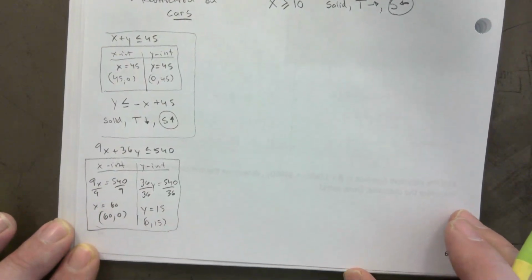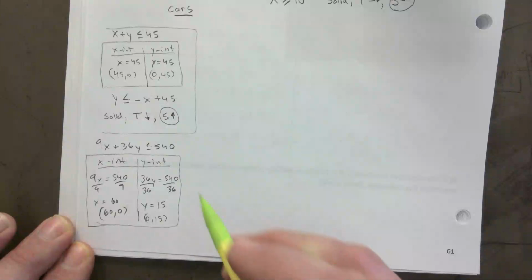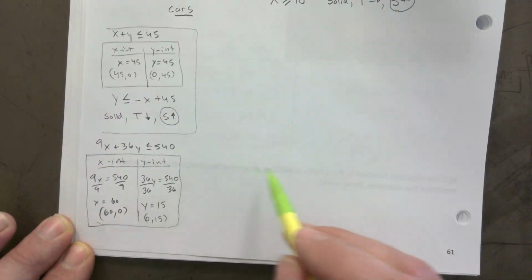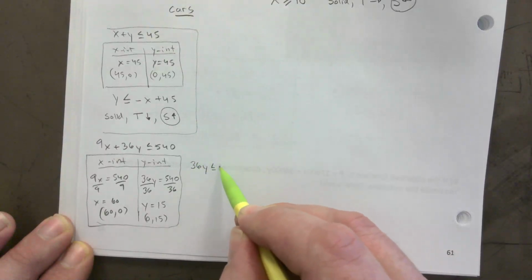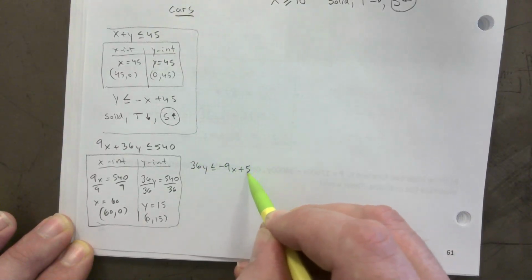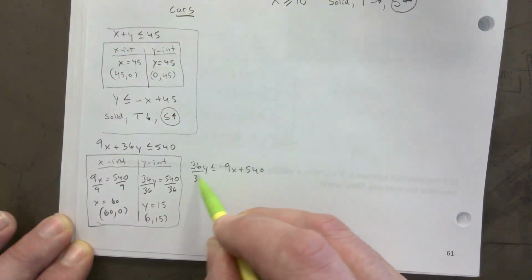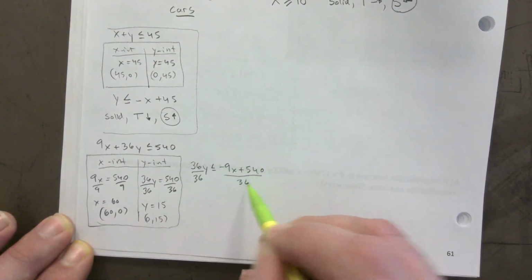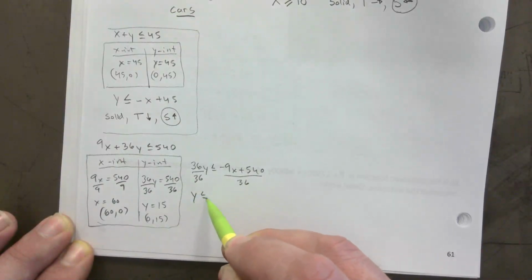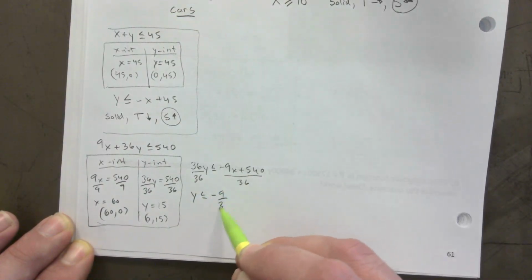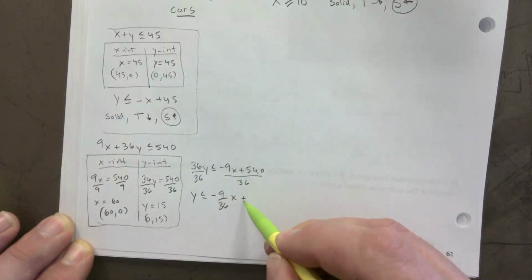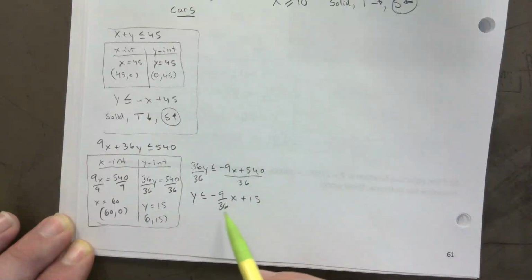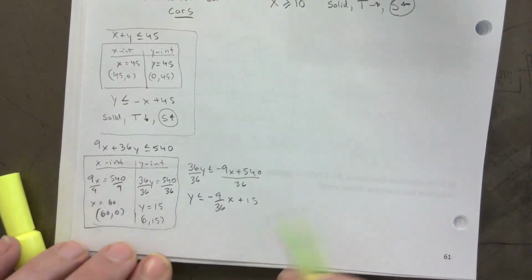There you go. Let's rewrite it real quick. I'm going to try to do it right here. So 36y is less than or equal to negative 9x plus 540. Divide everything by 36. Y is less than or equal to negative 9 over 36. And I know this bothers some of you. Reduce it, right? That's okay. I'll just leave it like that because you don't get marks for it.